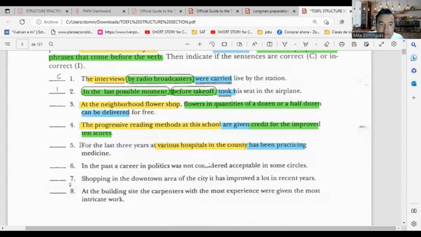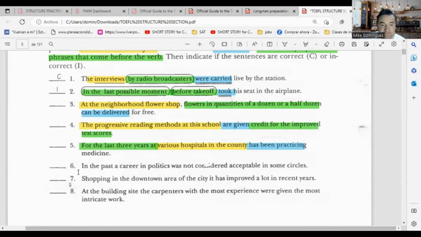Oh, sorry. Yes. Well, for this number 5, let me tell you that the number 5 is missing a subject. Here it should be, for example, doctors have been practicing for the last 3 years at various hospitals. The doctor has been practicing, or doctors have been practicing. In this case we won't change what is written. We need to adjust that. So what is missing is the subject. So number 5 is incorrect.